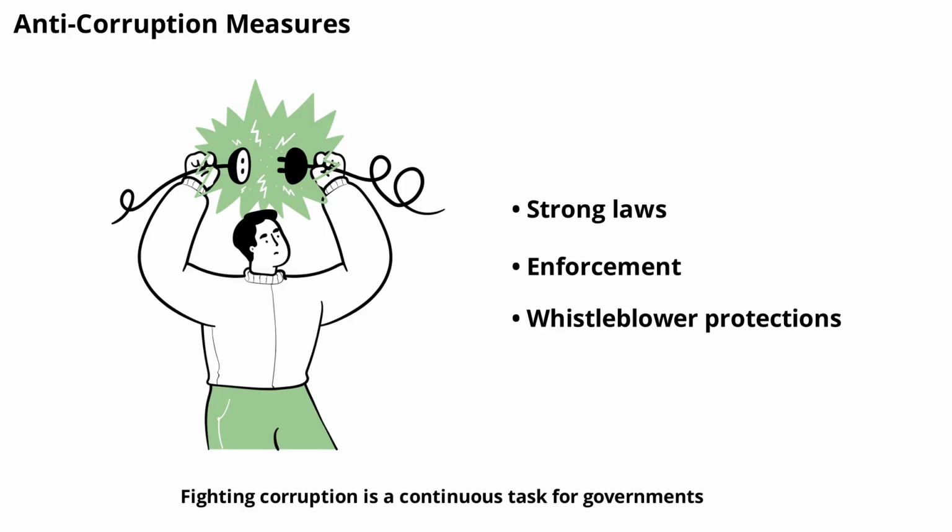Fighting corruption is a continuous task for governments. Maintenance includes strong laws, effective enforcement, and public education. Whistleblower protections and independent investigations help uncover and address corruption, ensuring that government systems remain fair and trustworthy.